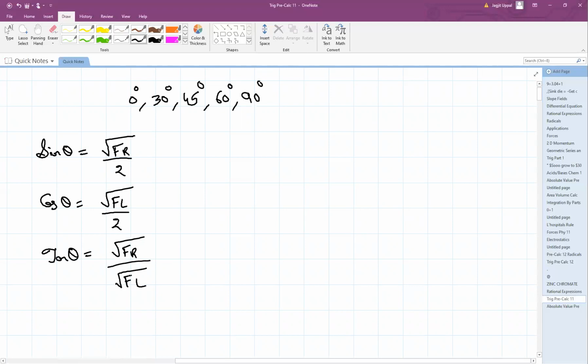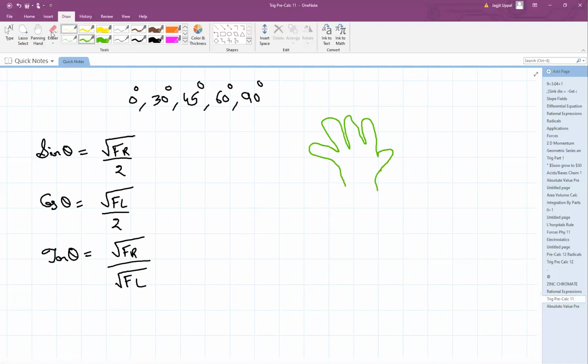Now, how many of you already know this method? Okay, you remember this method where I'm trying to draw this, but I'm a poor artist. Imagine this is my left hand with my palm down. This thumb is my 0 degree. This is 30, this is 45, this is 60, and this is 90. This is my left hand on the table with my palm down. Okay, we're going to be using this. I'm going to ask you guys randomly.